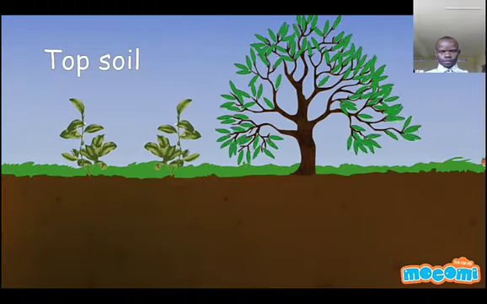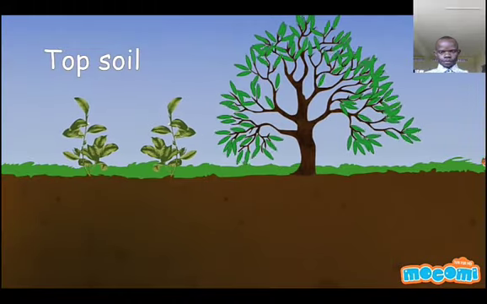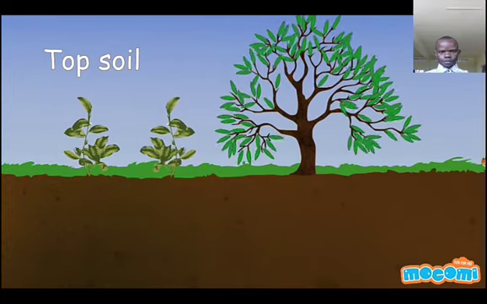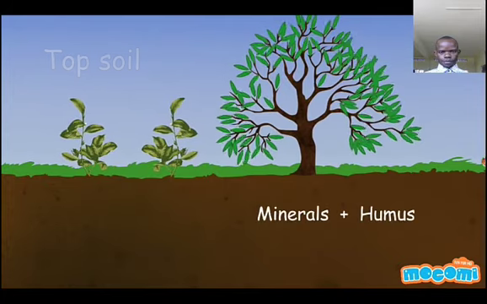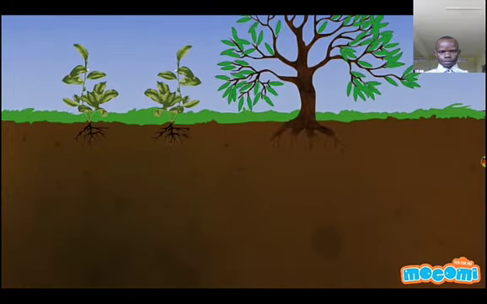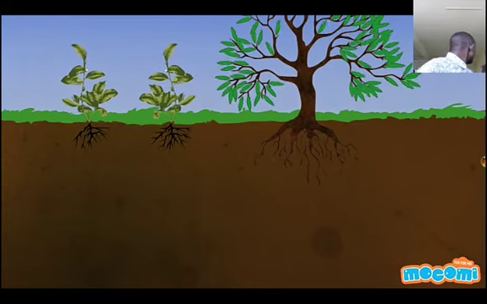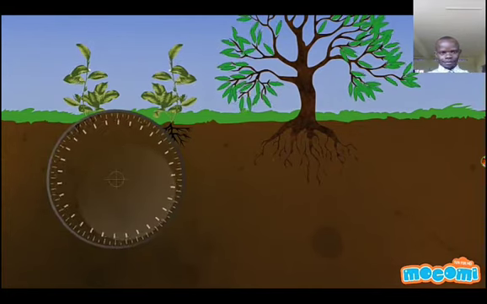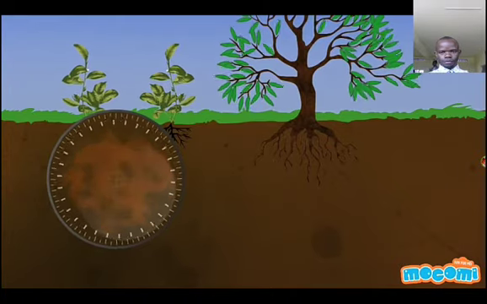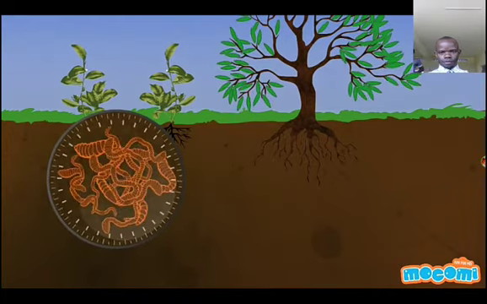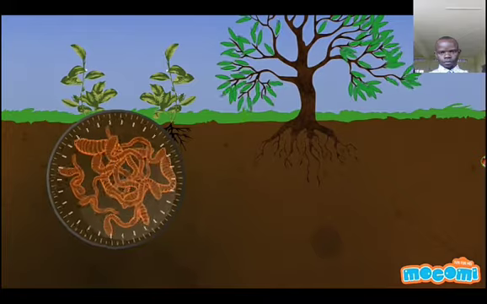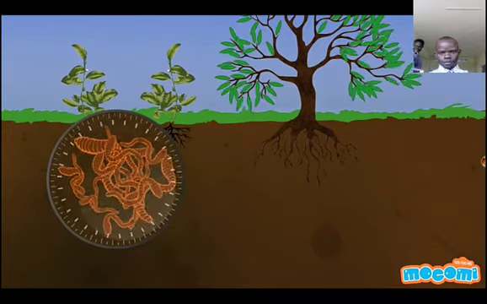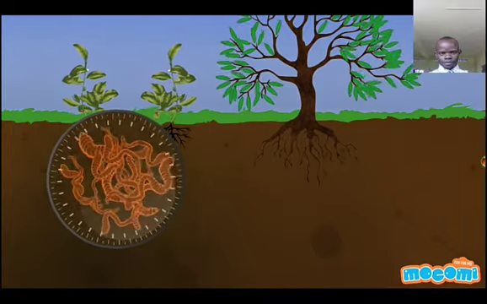Topsoil. It is the most useful part of the soil. It is dark in color because it is rich in minerals and humus. Plant roots also grow in the topsoil. Many living things like insects, worms, bacteria, and rodents live in the topsoil. It contains the decayed remains of dead plants and animals, which forms humus. Humus makes the topsoil very fertile.